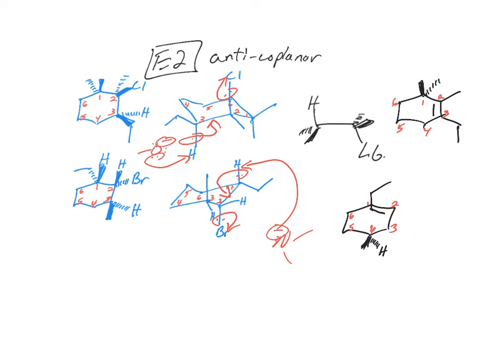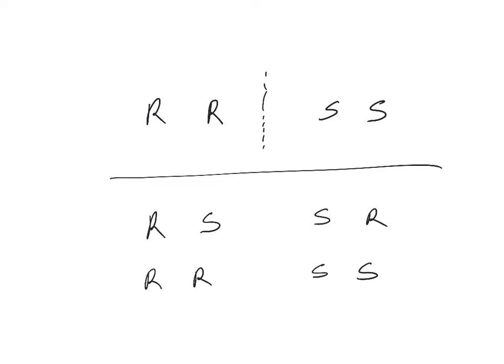So here's the situation. You have a pair of enantiomers. These two are enantiomers to each other, a pair of enantiomers. And you do a reaction, and all of a sudden what I had as enantiomers become diastereomers.